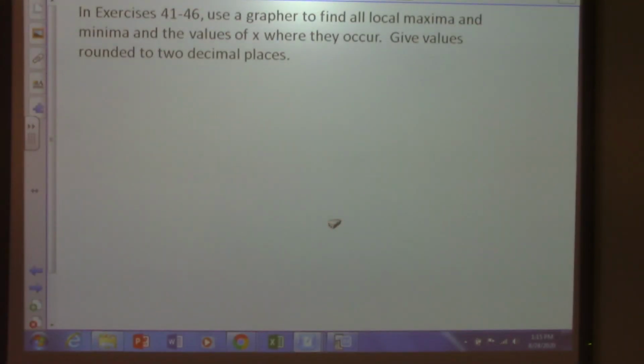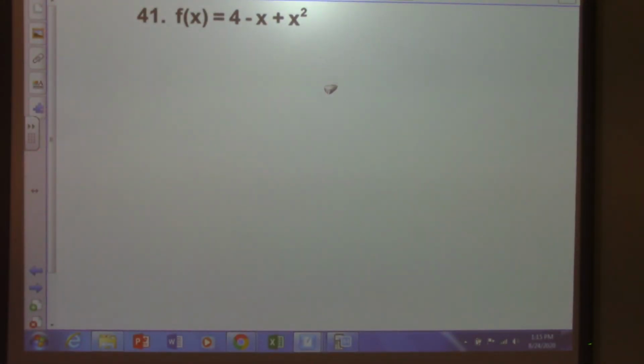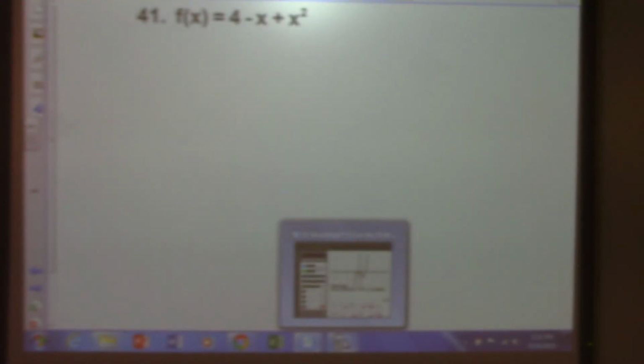Now, 41 through 46, use a grapher to find all local maxima, minima, and the values of x where they occur. Give values to 2 decimal places. So, 4 minus x plus x squared.